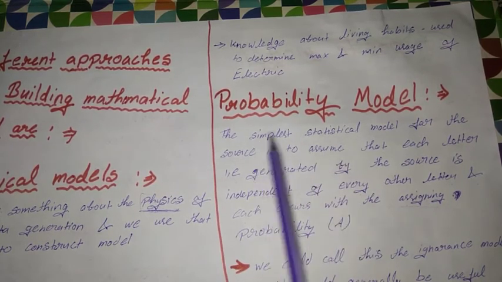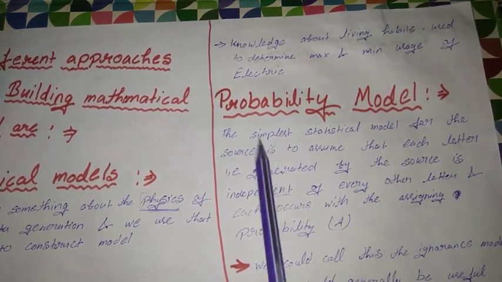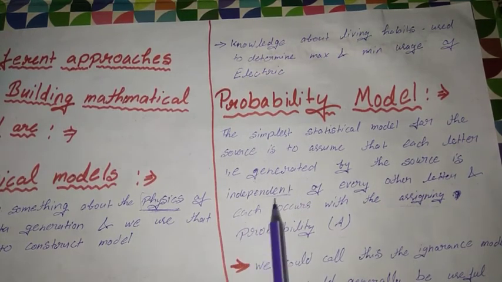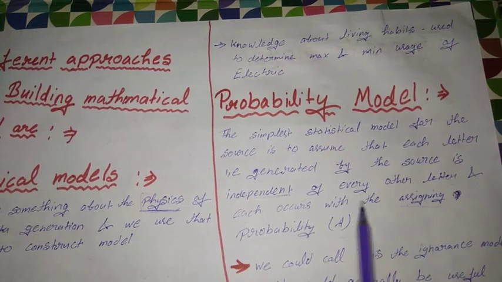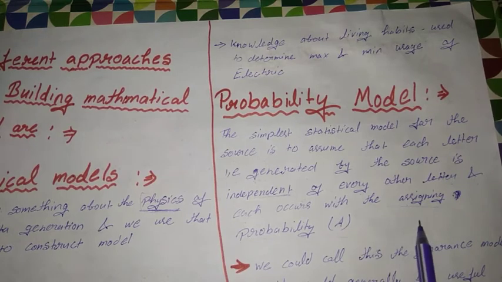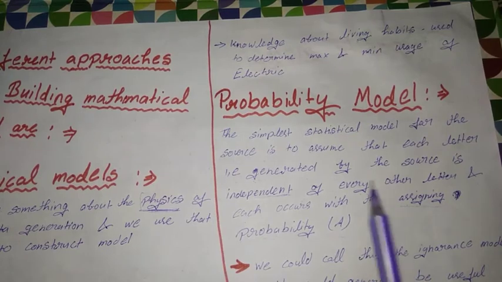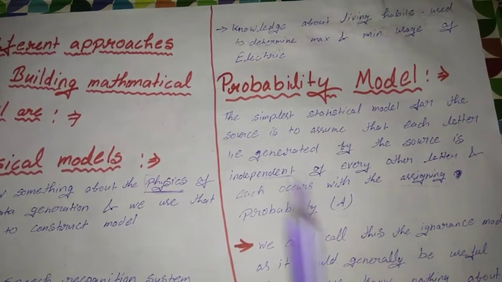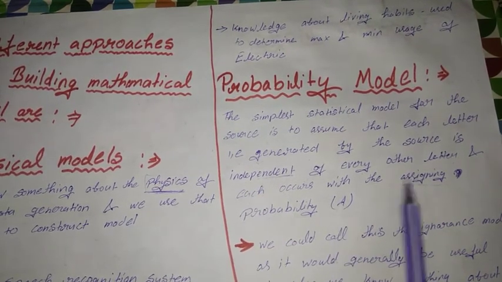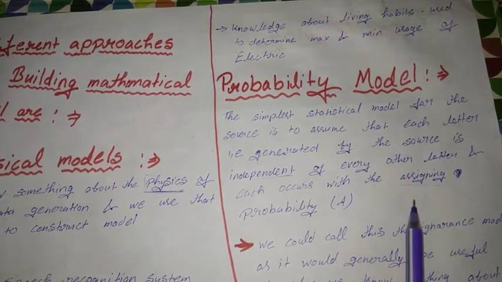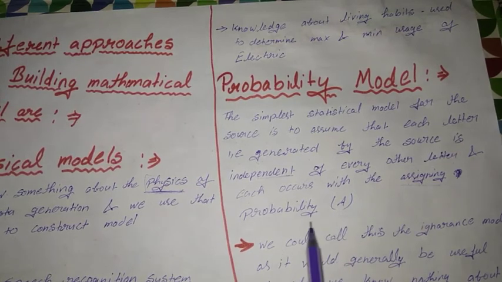Firstly, it is a simple statistical model. In this model we assume that each letter generated by the source is independent of every other letter. Means each letter generated by the source is independent of every other letter generated by that source. And each letter has an assigned probability. We assume two things: each letter generated by the source is independent of every other letter, and each letter has an assigned probability.